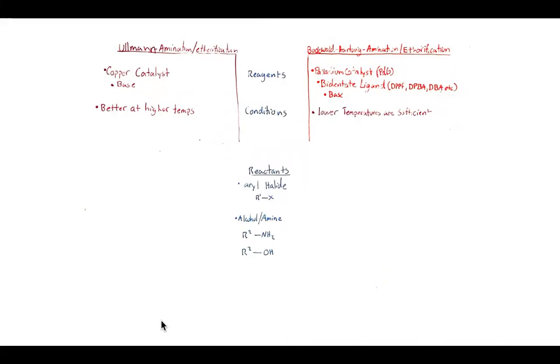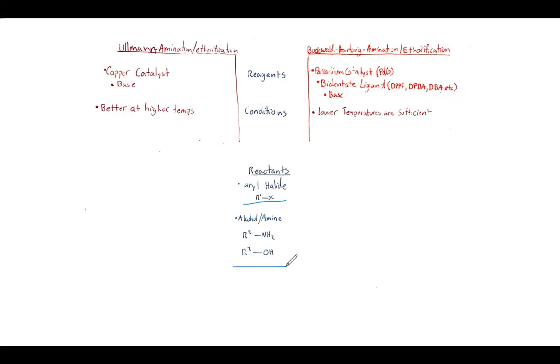Hi, I'm Riley. I have the Ullmann and the Buchwald-Hartwig amination slash etherification for both of them. They're both very similar in terms of reactants, so they both need this aryl halide, R substituted X, the halide group, and an alcohol slash amine group with an R group, depending on whether it's the amination versus the etherification.